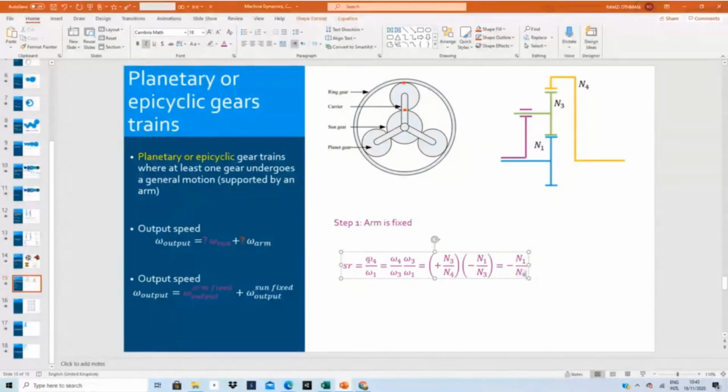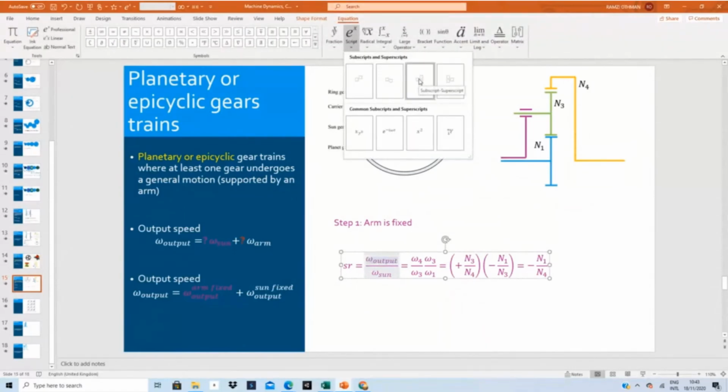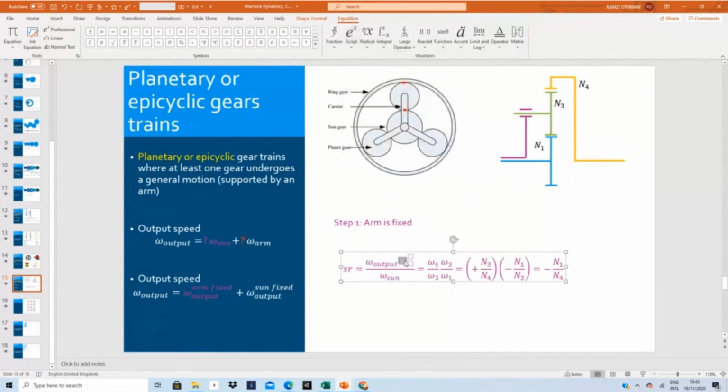But this is what it is. Actually, it is omega 1, the one of the sun. And omega 4 is the one of the ring, the output. But to calculate this, it is not the absolute value or the total value of the ring. It's only in the case where the arm is fixed. So this is omega of the output, but only in the case the arm is fixed. Okay, because this is what I have assumed. If it is not that case, I cannot calculate it.